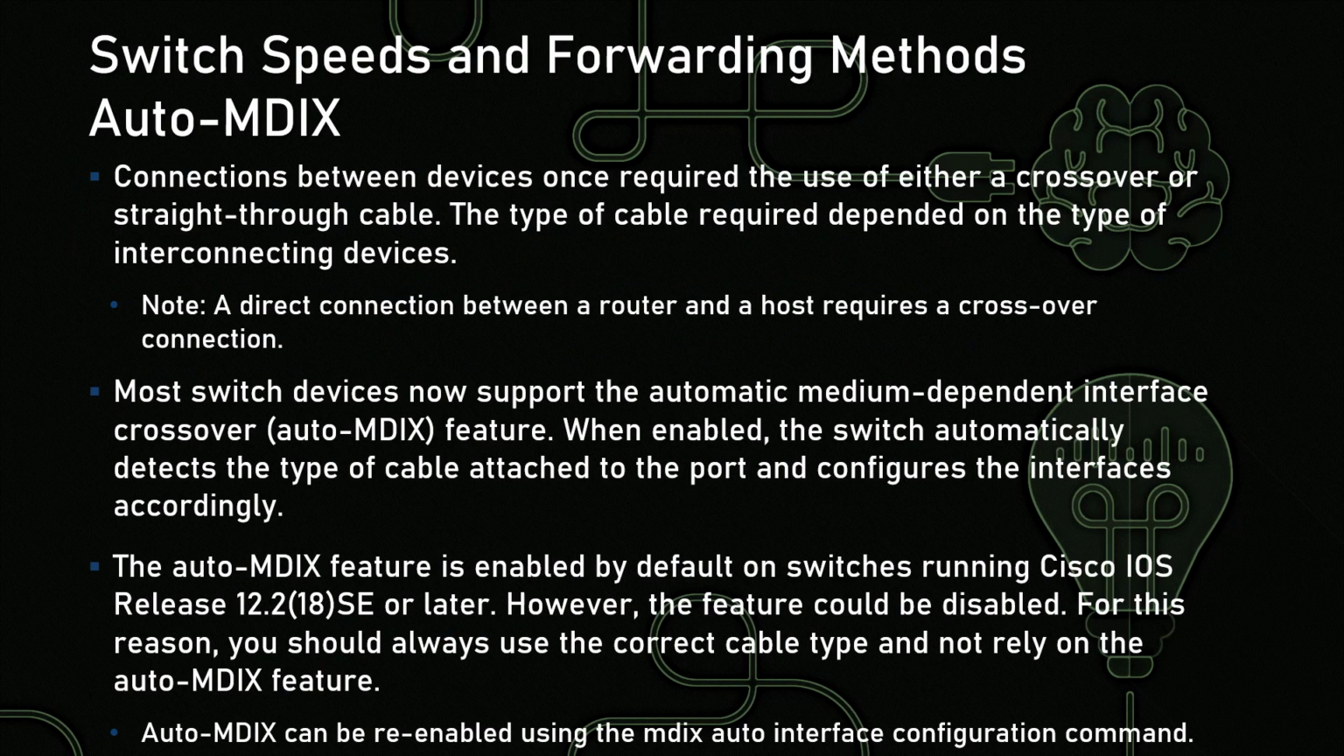There's also something we use called Auto MDIX, Automatic Medium Dependent Interface Crossover. Connections between devices used to require you to specify, based on the device, what kind of cable you would need to use. If it was a PC to PC, you had to use what was called a crossover cable. If you were connecting from a host to a switch, you could use what was called a straight through or patch cable. Auto MDIX can automatically detect the type of cable connected to the port when it starts to boot. By default, any switch running Cisco IOS 12.2 or later will have it, but the feature could be disabled. So just be aware, Auto MDIX is nice, but is not always going to be there to save you. If you start having connectivity issues, be aware of what type of cable you're using and change it accordingly if you have problems.